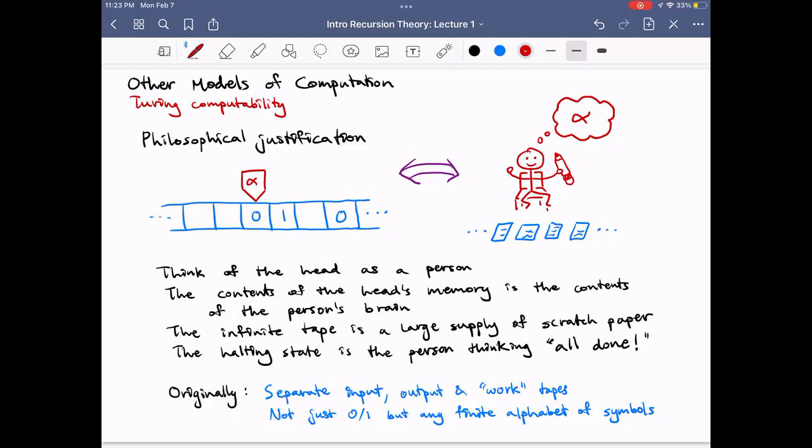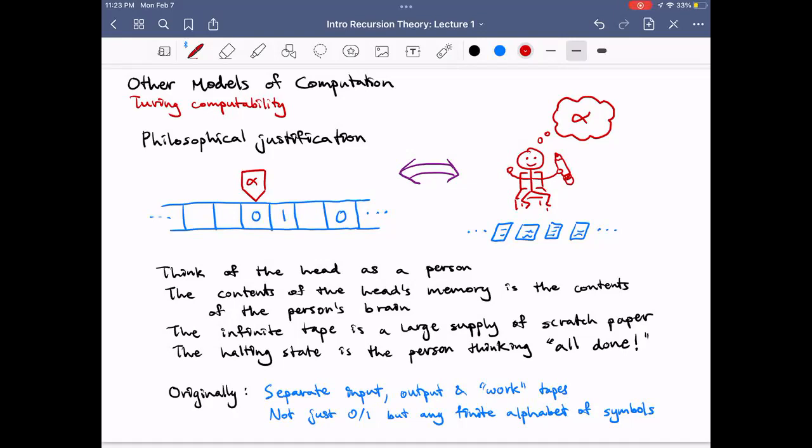And the other difference originally was that you weren't restricted to only writing 0 and 1, but you could have any finite alphabet, and you could write any symbols from that alphabet. So you could have the alphabet A through Z, and you can write on the tape any of the letters A through Z, or something like that.